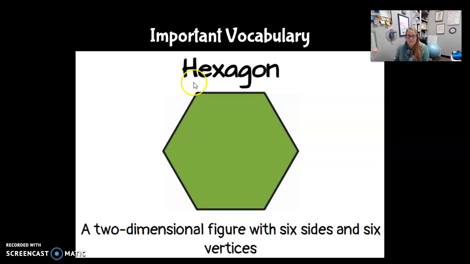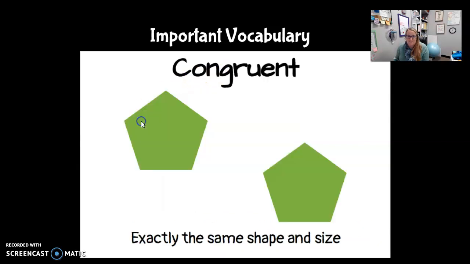The next word we have is hexagon. Hexagon is a two-dimensional figure with 6 sides and 6 vertices. I like to help remember how to say hexagon and what it actually is because it has this X. Hexagon, and there's 6 sides and 6 vertices, so it has that X to help me remember. But let's make sure. 1, 2, 3, 4, 5, 6. 6 sides. 1, 2, 3, 4, 5, 6. 6 vertices. And remember, it has that X, so it helps us remember that it's the one with 6.